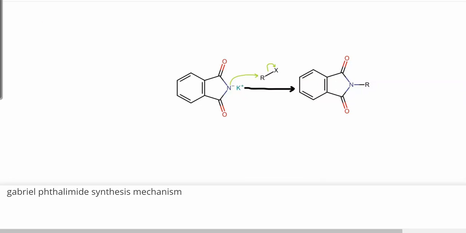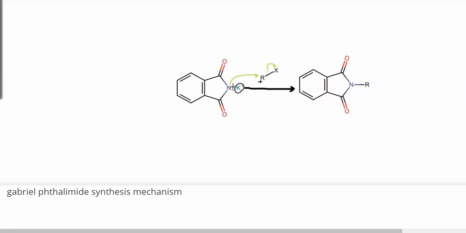Next, then this potassium phthalimide, it will be further reacted with one molecule of the RX here, that is alkyl halide. So here again the nucleophilic reaction will take place. Here the nucleophilic substitution will take place, and the K plus or the positive potassium cation will be replaced with the carbocation of the alkyl halide group.